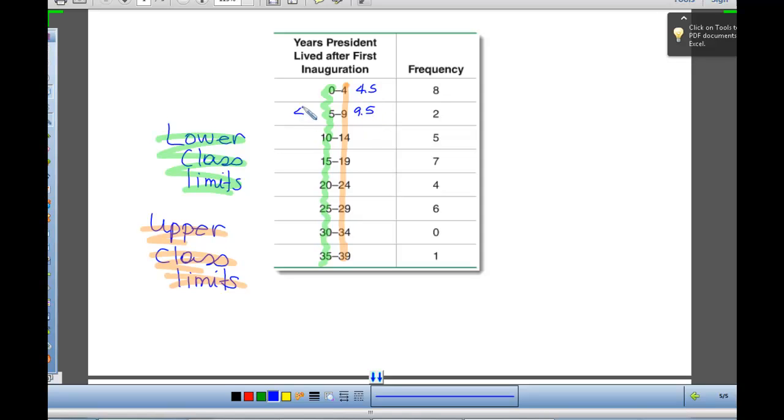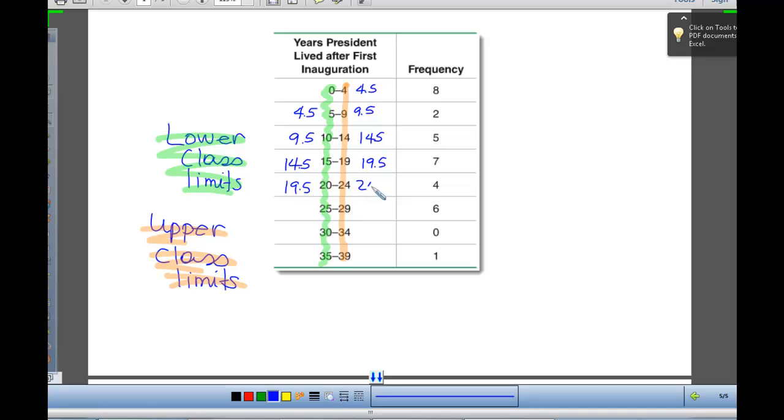So the boundaries for this second class are 4.5 to 9.5. For this next one, we would do 9.5 to 14.5. These things I'm writing in blue are my boundaries. Then we've got 14.5 to what? 19.5. Basically, if you needed to do some type of calculation, we could add the upper class limit to the next lower class limit and divide by 2. Okay, so I'll finish filling these in.